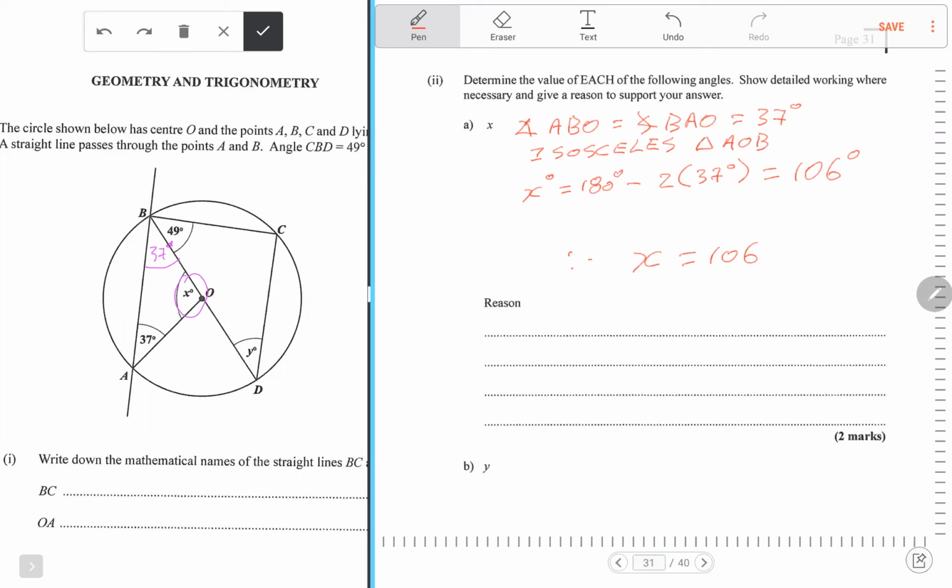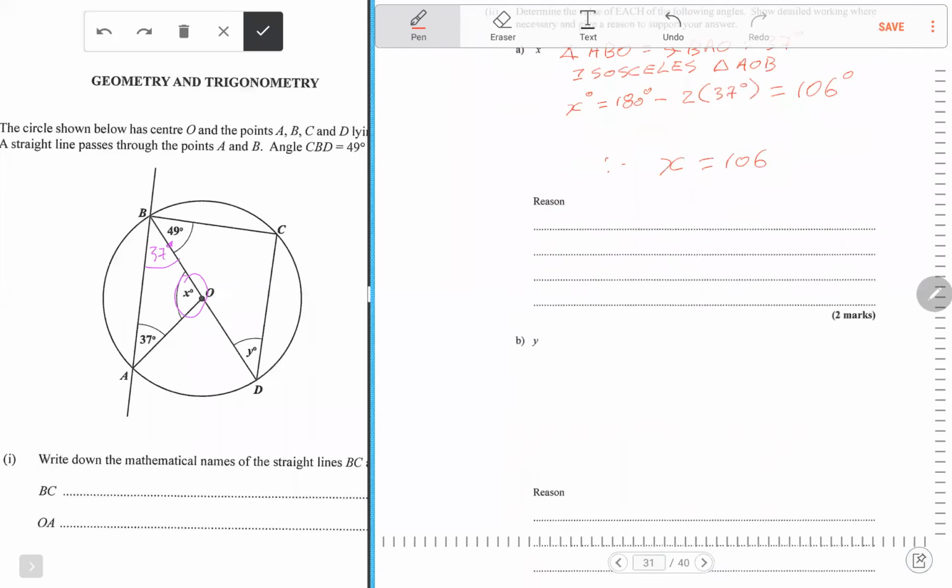The next part now wants us to find Y. So let's clear this diagram. You know that this is 37 degrees. As soon as you find an angle, put it on your diagram. So that is 37, and this is now 106. This is 106 degrees in there. All right, the next angle I want us to find is the angle Y. That's this angle right here.